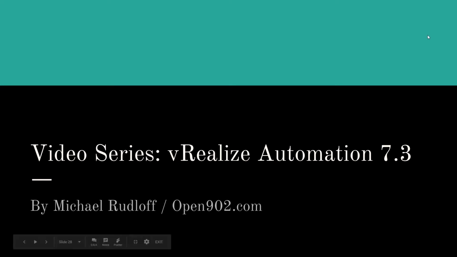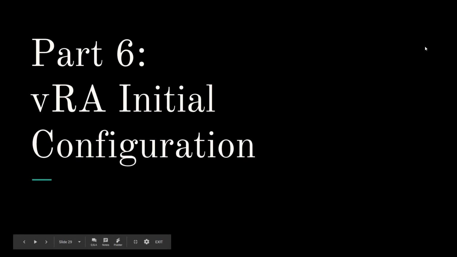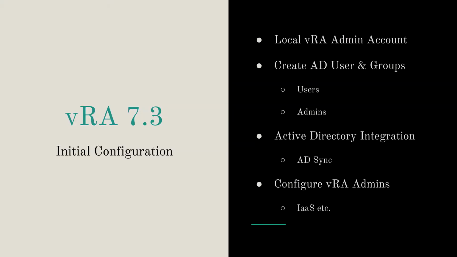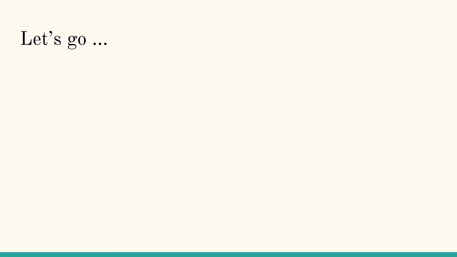So in the previous part we have installed vRealize. Now we're going to do the initial configuration of vRealize. So that is, once you have finished the installation completely, everything is fine, we're gonna create a local vRealize account. We're going to create AD user groups and a couple of users I'm using in vRealize. Configure the AD integration, obviously sync Active Directory, and then we're going to configure the vRealize admins.